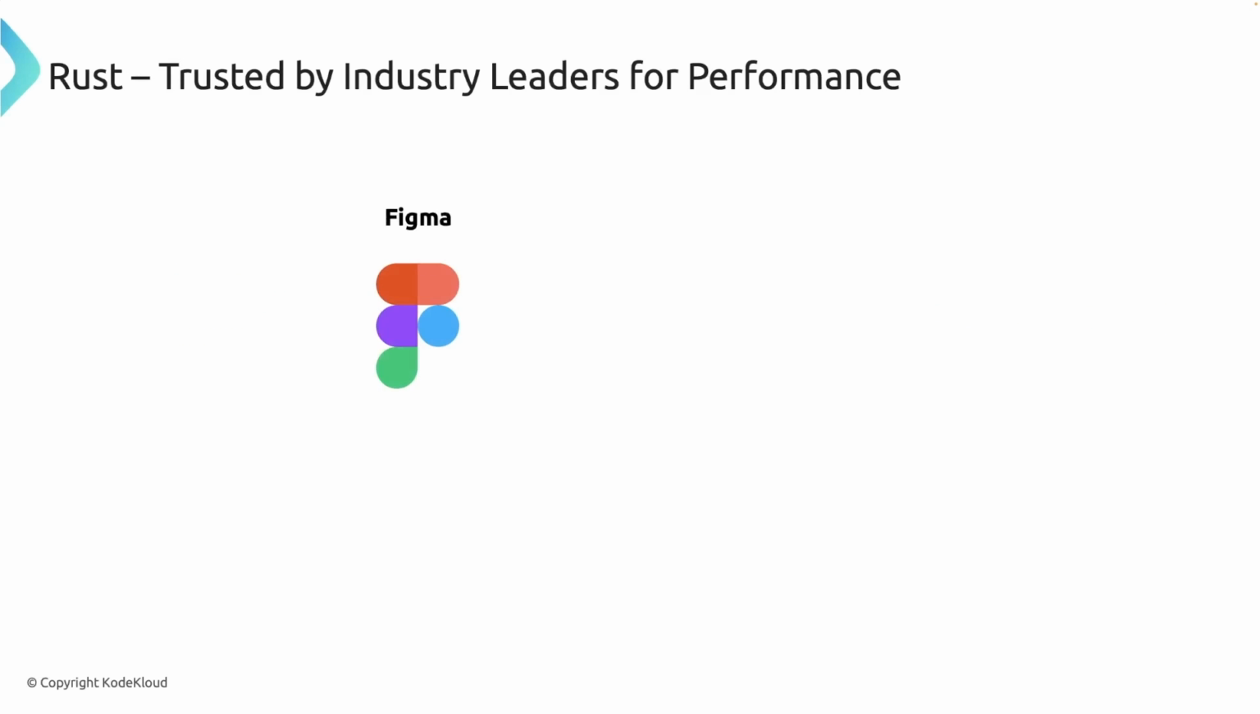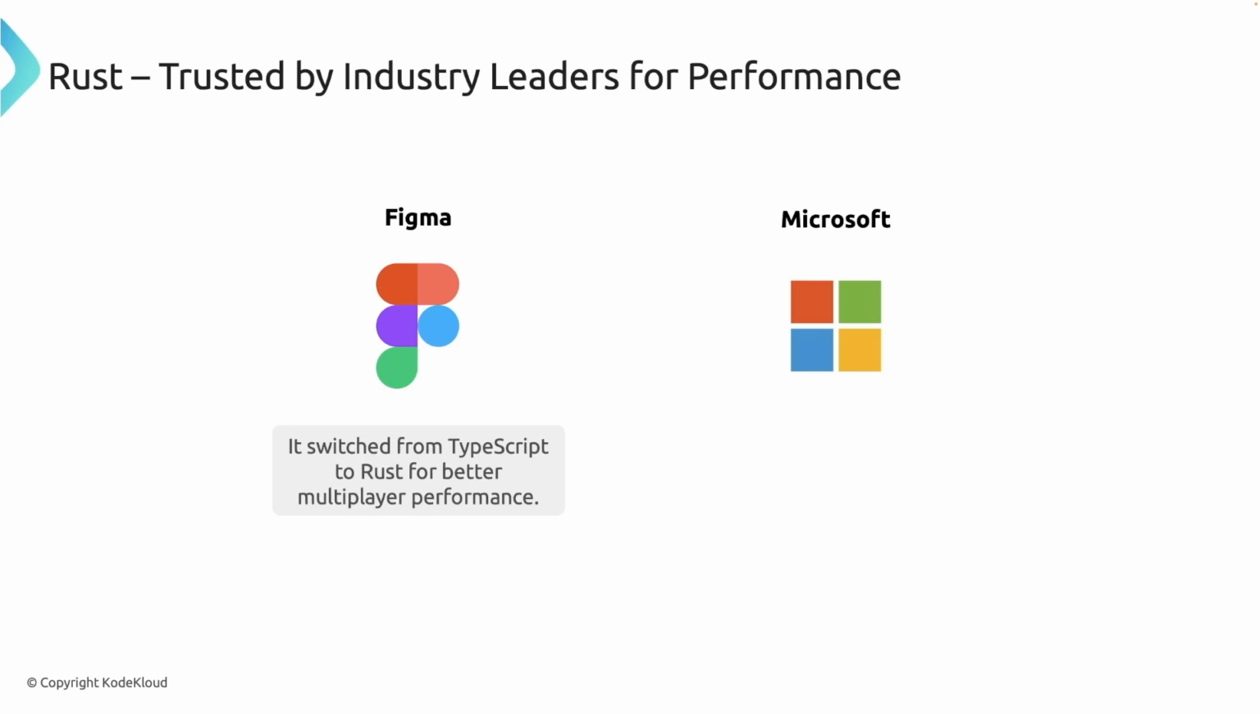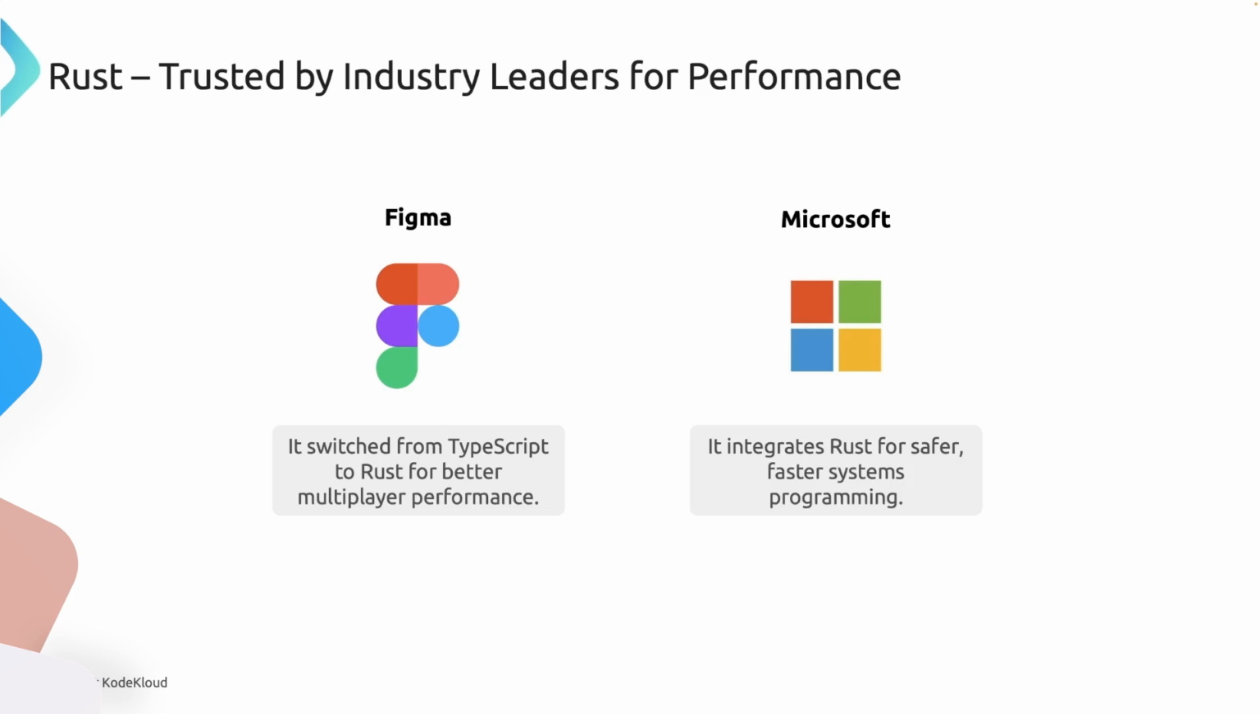Figma updated their multiplayer synchronization engine from TypeScript to Rust to improve performance because their server could not keep up with the user growth. Microsoft integrates Rust into their systems programming for safety and performance improvements. So whether you're a student eager to learn or a professional seeking reliability and performance, Rust is meant for you. It offers a powerful toolset that caters to a wide range of needs and applications.